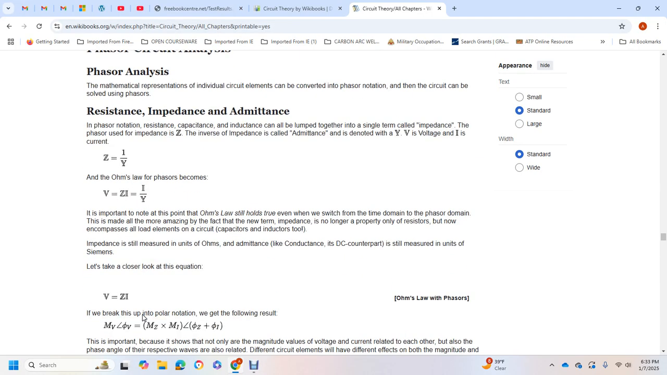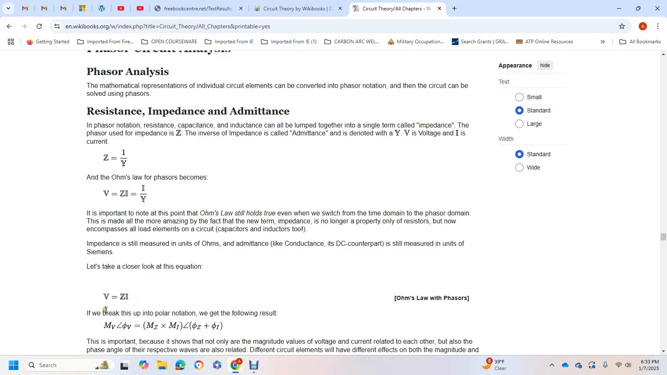It's important to know that Ohm's law holds true even when we switch from the time domain to the phasor domain. It is amazing that the new term, impedance, is no longer a property of only resistors, but now encompasses reactive elements of the circuit: capacitors and inductors too. Impedance is measured in units of ohms, but admittance, the counterpart of conductance in DC, is measured in units of siemens.